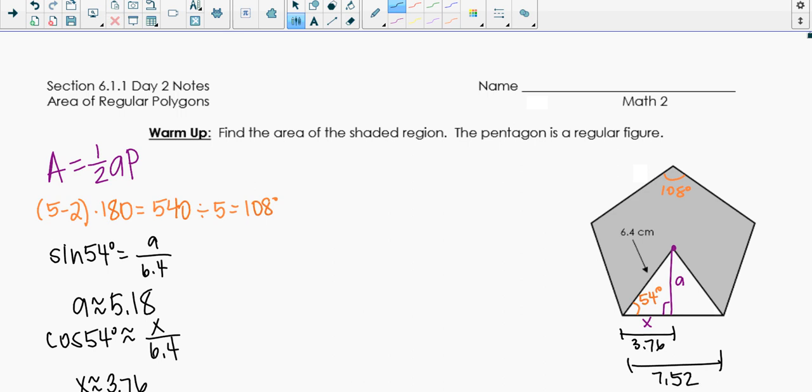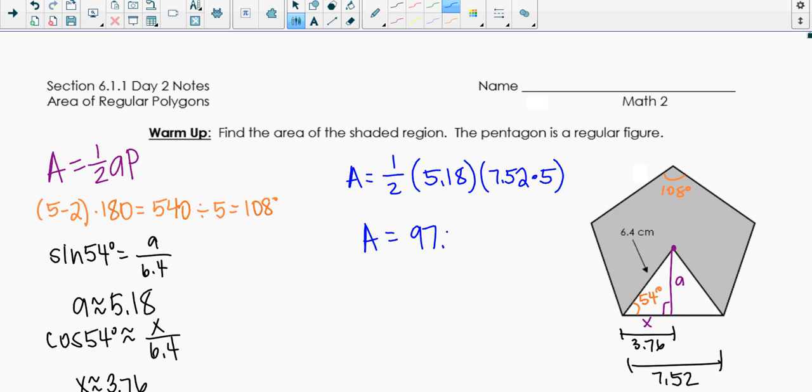So you are going to do area equals 1/2 apothem, which we found to be 5.18, times perimeter, which is going to be that 7.52 side, times 5. So if we do all that, 0.5 times 5.18 times 7.52 times 5, you end up with 97.384. But remember, that is not your final answer. That is the area for the whole thing.